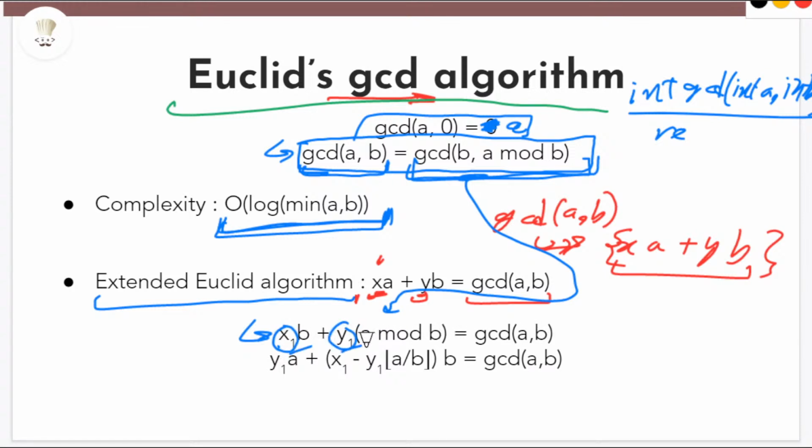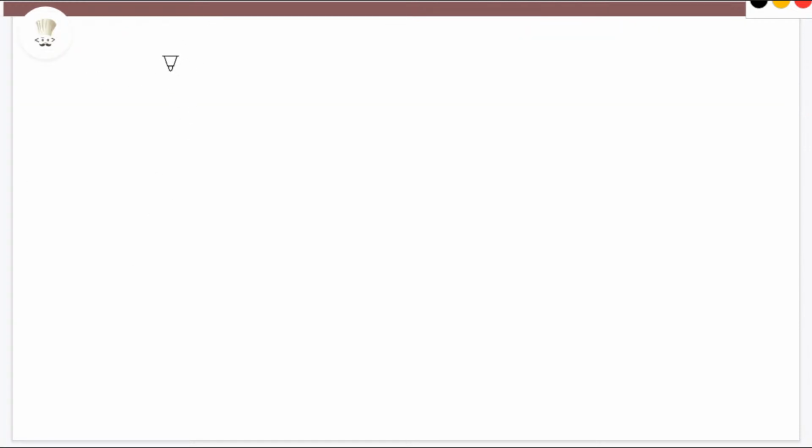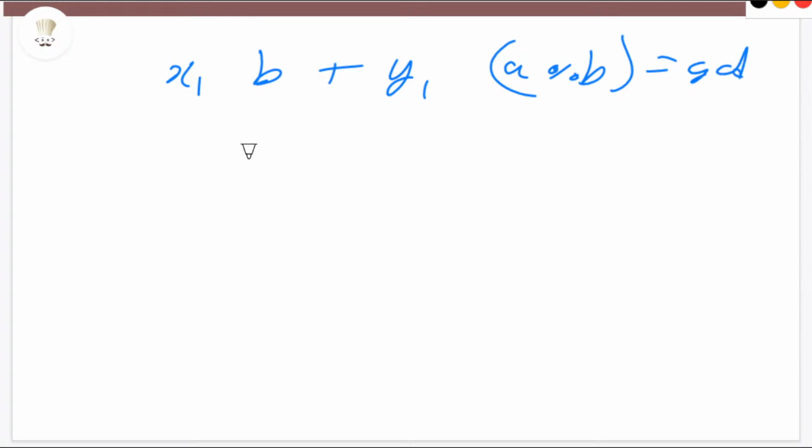Using these x1 and y1, we can calculate the next x2 and y2, where x2 a plus y2 b is equal to GCD. How do we do that? Let me show that. So we have x1 into b plus y1 into a modulo b is equal to GCD. I'm going to write the remainder of this division in another form: a is equal to bq plus r. So a minus bq is equal to r. Instead of writing this r here, I'm going to write a minus bq.